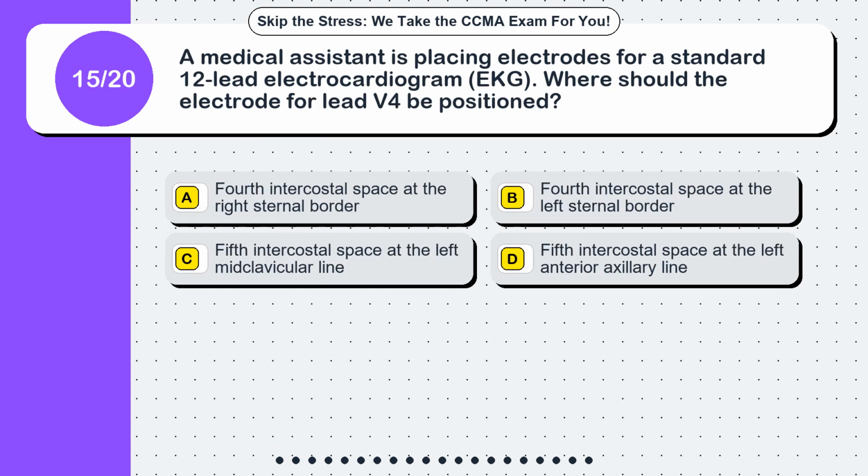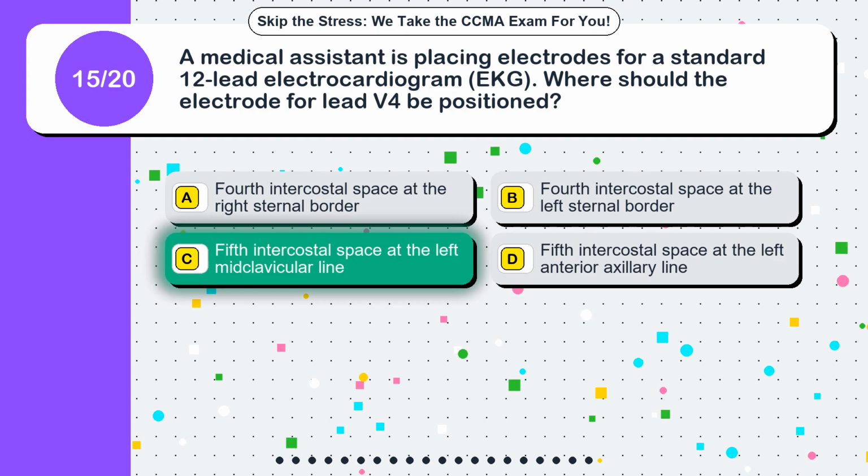Question 15. A medical assistant is placing electrodes for a standard 12-lead electrocardiogram, EKG. Where should the electrode for lead V4 be positioned? Option A. 4th intercostal space at the right sternal border. Option B. 4th intercostal space at the left sternal border. Option C. 5th intercostal space at the left midclavicular line. Option D. 5th intercostal space at the left anterior axillary line. The correct answer is option C.